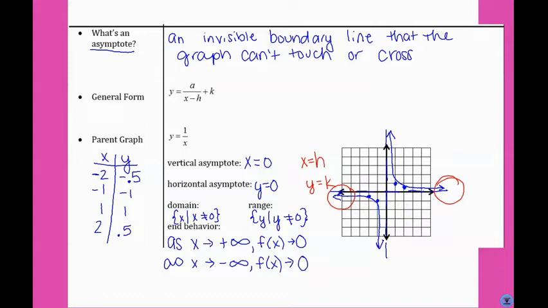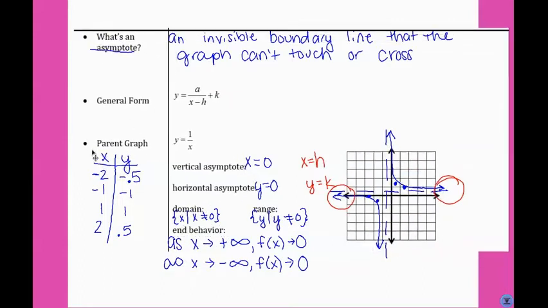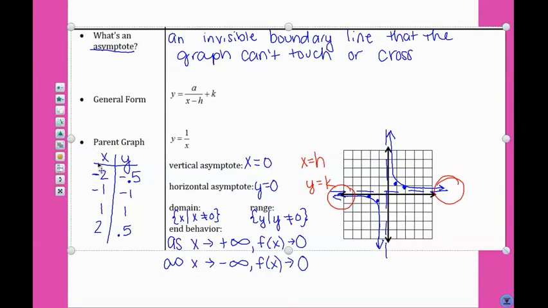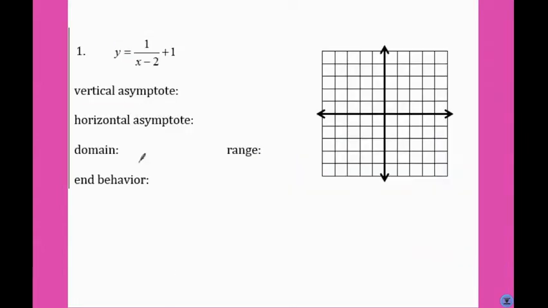So let's look at one where h and k aren't 0. I'm actually going to copy and paste our parent graph. Oop, is it going to let me? I'll just rewrite it. All right, so I'm going to bring our parent graph over, or sorry, a parent chart.